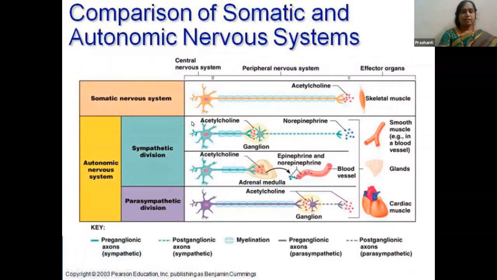When we compare somatic and autonomic, children, the somatic system sends commands that are under our conscious control. But the autonomic is not under our control. It might be sympathetic or parasympathetic. Sympathetic is when we are under more stress, and parasympathetic is when our body is very cool and relaxed. Okay, so this innervates or sends signals from the sensory to the motor neurons via the interneuron.